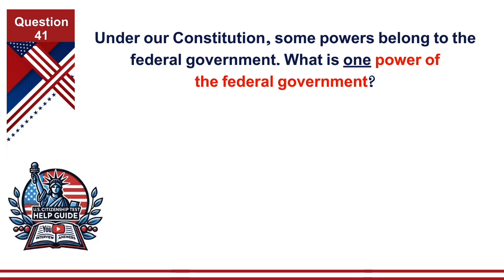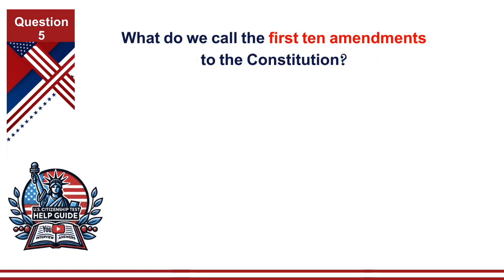Under our Constitution, some powers belong to the federal government. What is one power of the federal government? To print money. What do we call the first 10 amendments to the Constitution? The Bill of Rights.